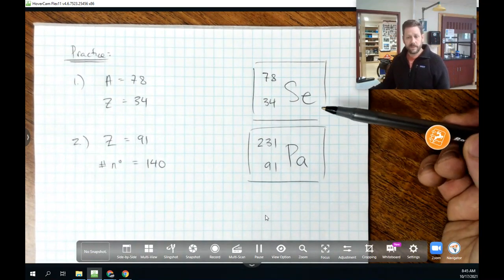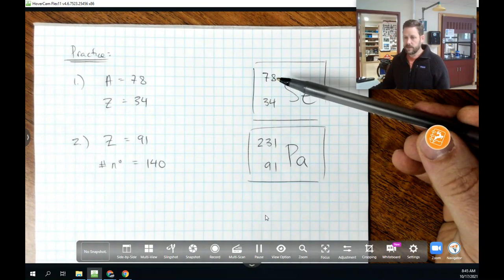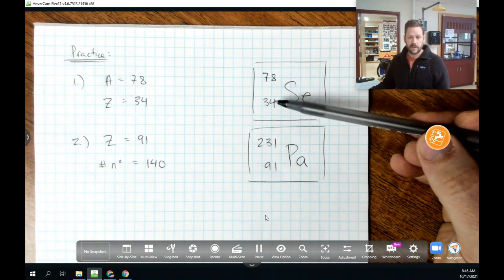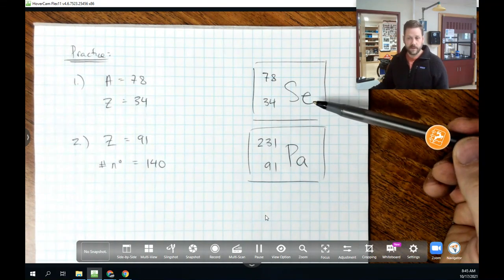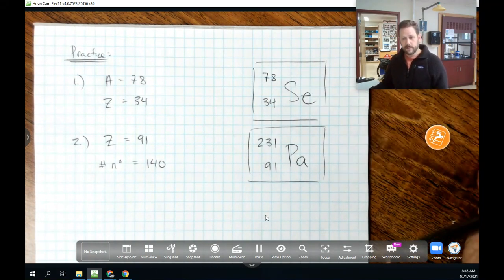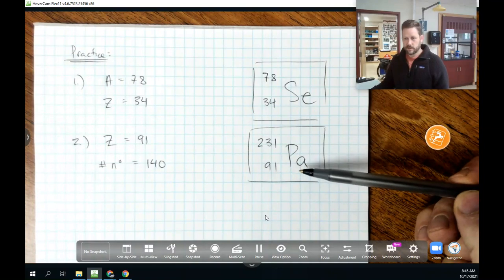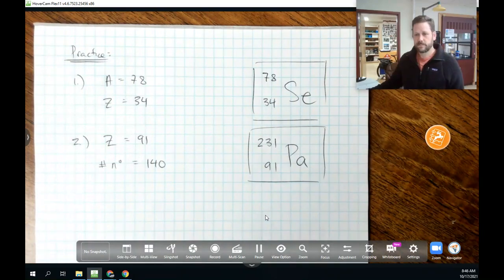Important also to sometimes be able to tell the number of neutrons and recognize that would be, in this case, 78 minus 34 is 44 neutrons in this isotope of selenium. We'd call it selenium-78. This would be protactinium-231.